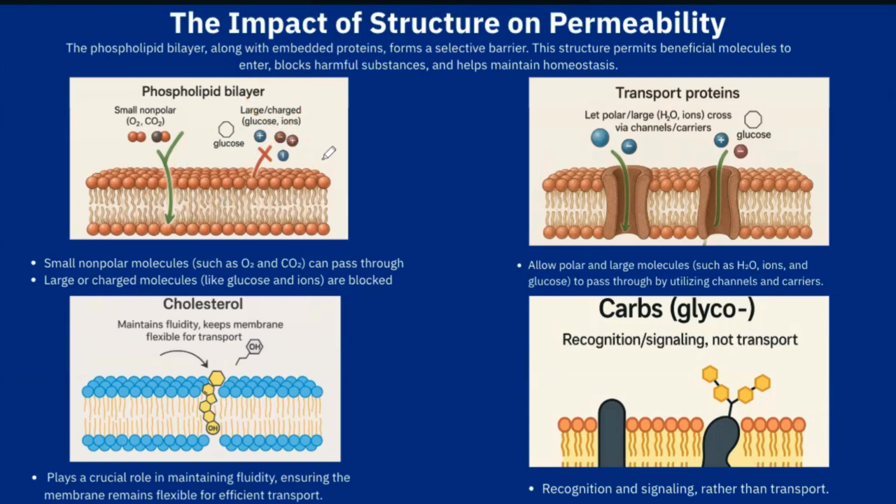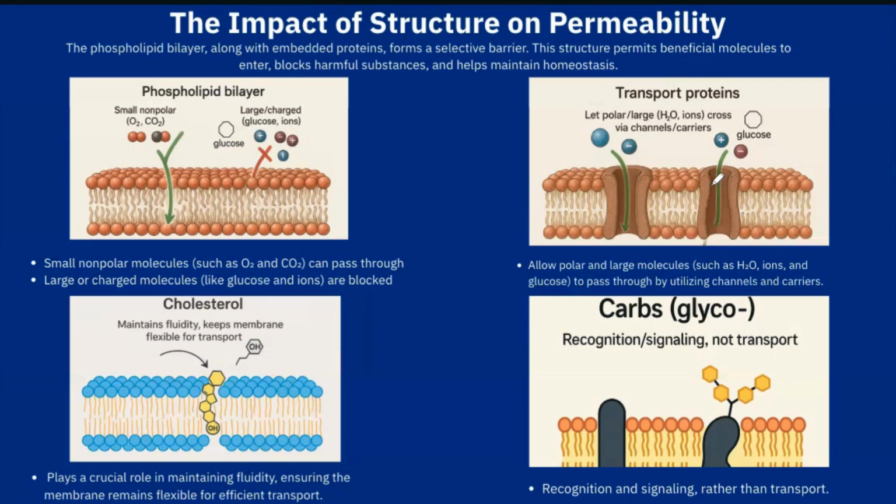What we need instead are these transport proteins, and they look something like this. Now you could have different types of channels and different types of carrier proteins. Anyway, these polar or large molecules, such as large amounts of water, which utilize aquaporins, or ions or glucose, pass through utilizing these channels or carriers. So that's the second way the phospholipid bilayer is unique to allow for different structures to pass through.